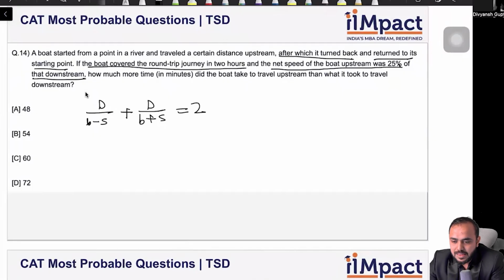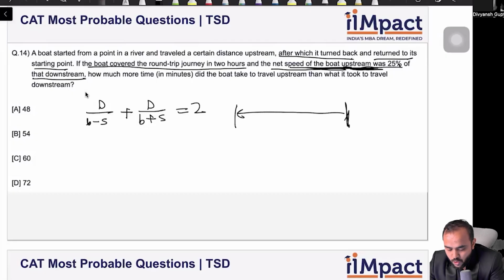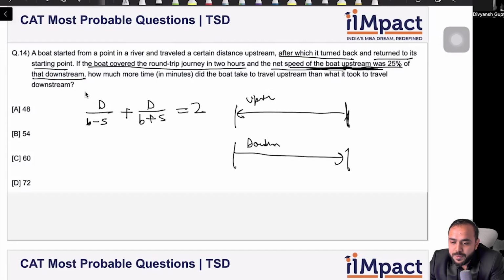And then they will realize that we are being given net speed of the boat upstream is 25% of that downstream. So they have already given you the ratio of the speeds in the original frame for upstream and downstream, which is 25% of the downstream speed. So the time taken would be in the ratio, because 25% is 1 is to 4, the time taken would be in the ratio 4 is to 1, because the distance is same upstream and downstream, which means if the time taken for downstream is x, time taken for upstream is 4x.